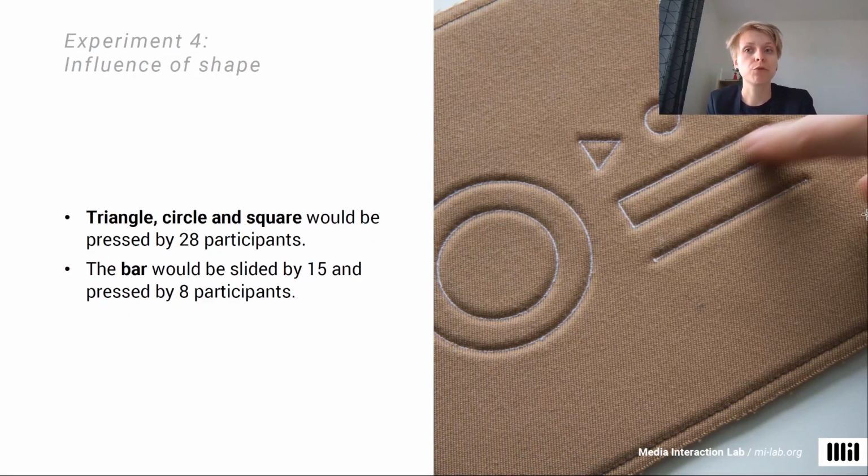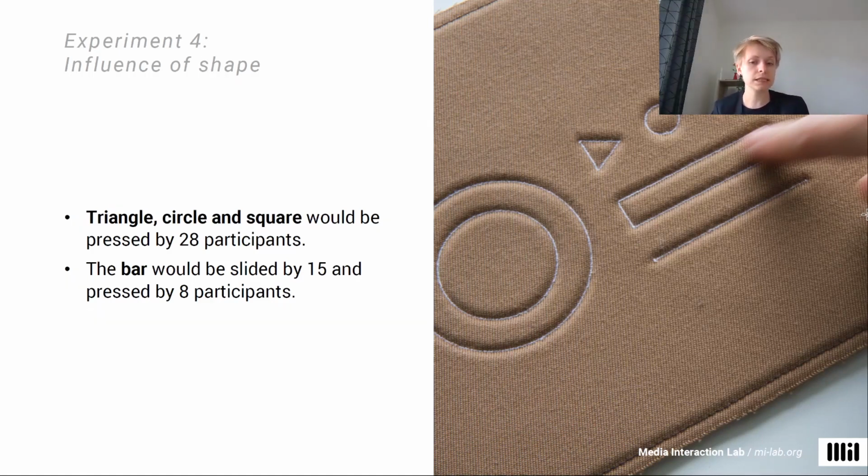In experiment number four, we were focusing on how shapes can influence interaction. This was inspired by Don Norman's theory of affordances. So he claims that objects should be designed in a way that only one way of interacting with them is possible. So here we had a few different examples. Some were very clear, some were not very clear. The space bar was an example that was intentionally made not so clear.